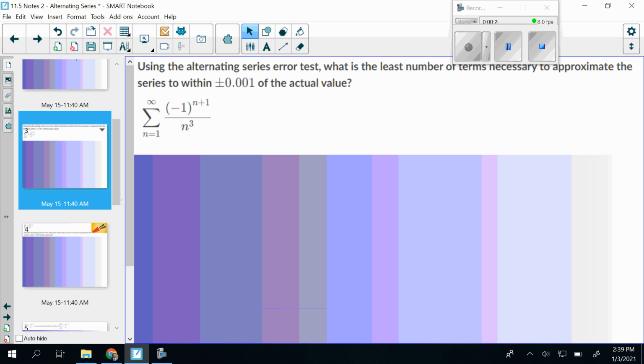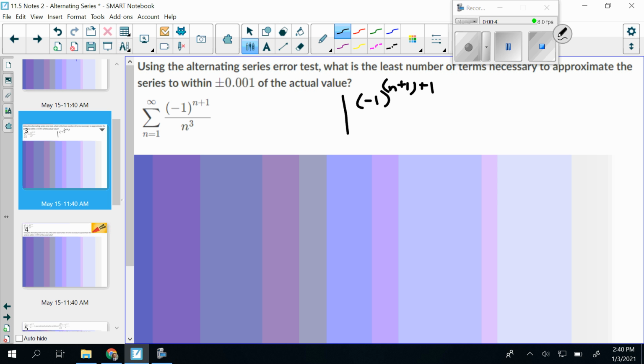And we want to do it with the absolute value. So for this series, we want to do the absolute value of this series to the n plus 1. So anywhere there's an n, add an n plus 1 to it. So on the bottom, that'd be the same thing here, n plus 1. And the absolute value of that should be less than or equal to the absolute value of the plus or minus 0.001.